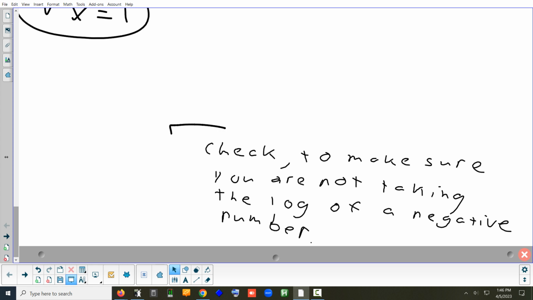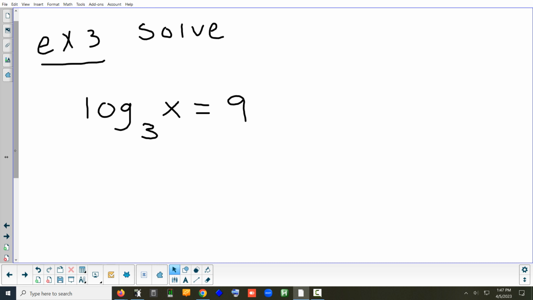Okay, and this is what I just mentioned to you. Always check your answers to make sure you are not taking the log of a negative number. If that happens, cross that answer out. Okay, let's try this one. So that one's definitely a little bit easier than the last one. There's only one thing you can do with that.